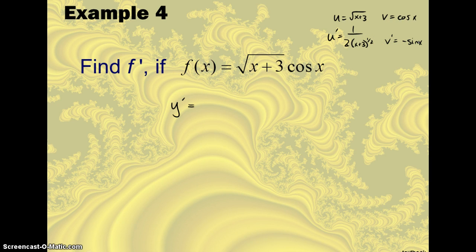So to get this working, I do u prime, which is 1 over 2 x plus 3 to the 1/2, times regular v plus regular u times v prime. And that's my answer.